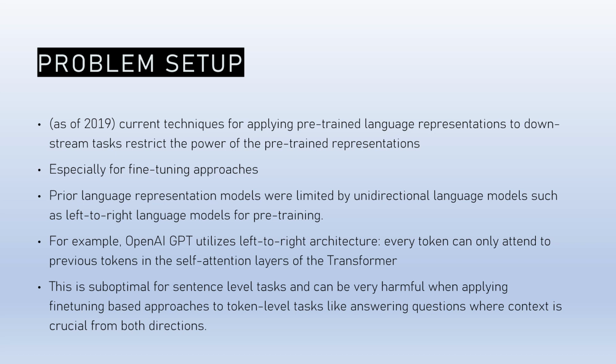The goal of the Google AI team's paper was to introduce a new language representation model that utilizes bidirectional language models for pre-training, to demonstrate how a model like this allows for a better understanding of context within generative pre-trained transformers.